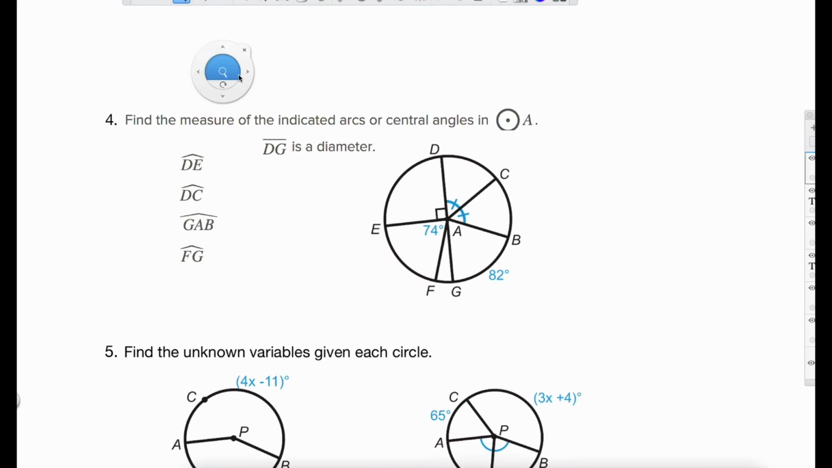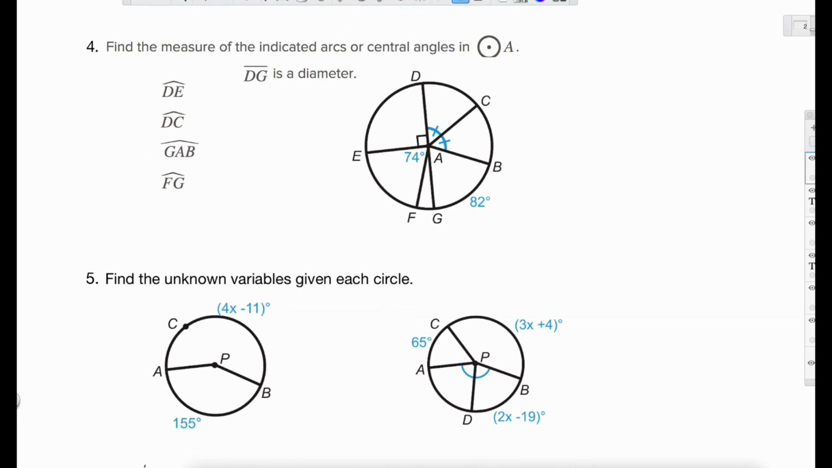Okay, now we find the measures of the indicated arcs. So this is arc DE. I couldn't find a really good symbol for arc, so these are all arc symbols here. Arc DE is 90. Arc DC, let's solve these again. That's 90 and this is 74.